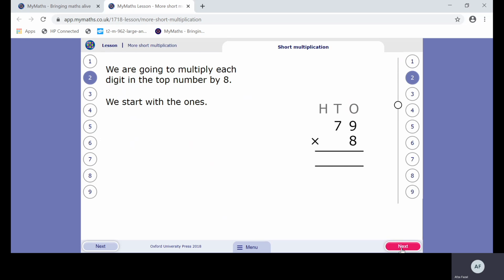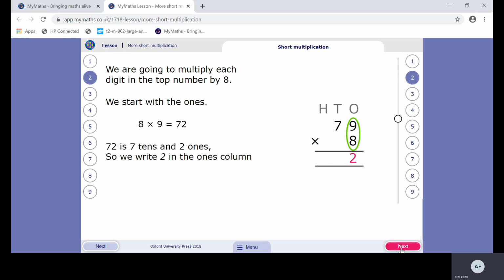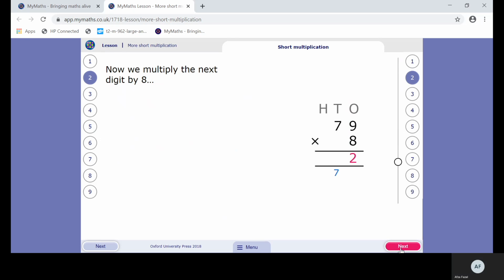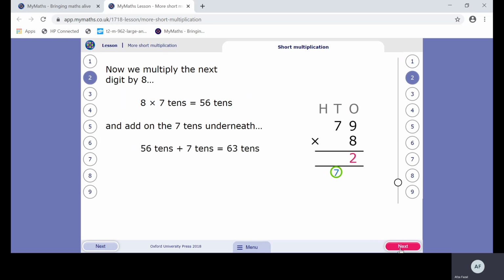So 79 times 8. We start with the ones. 8 times 9 is 72. 72 is 7 tens and 2 ones. So we write 2 in the ones column and 7 in the tens column. But we can't put that 7 there because it's in the way of our answer. We need to carry it, so we write it underneath. Now we multiply the next digit by 8, which is 8 times 7 tens, which is 56 tens. Add our 7 tens underneath, it's 63 tens. So our answer is 632.